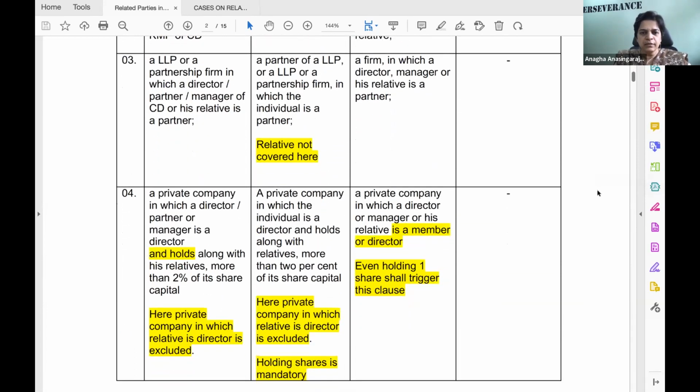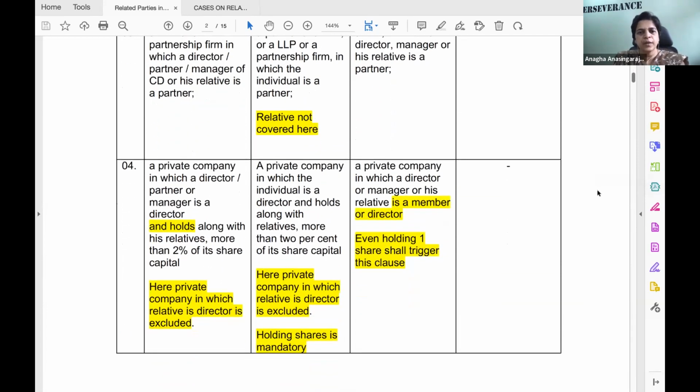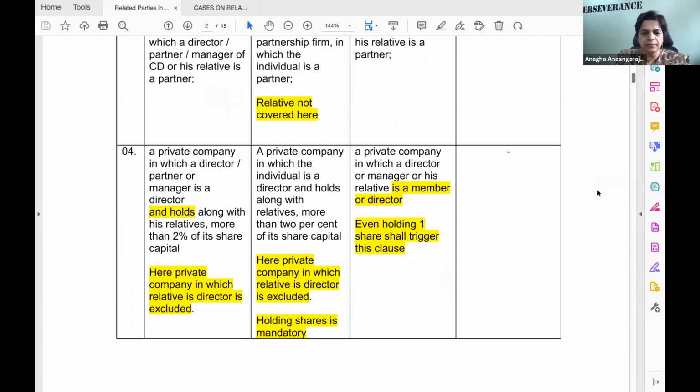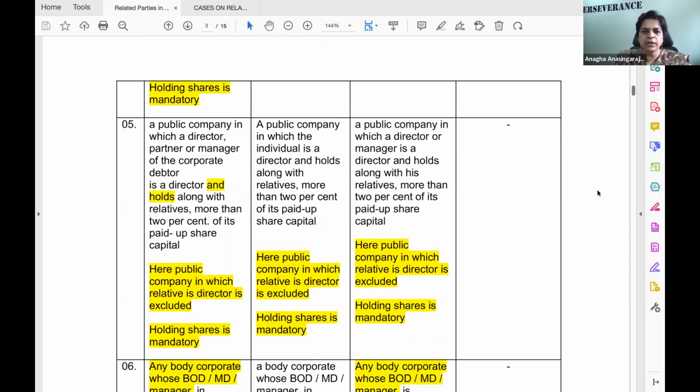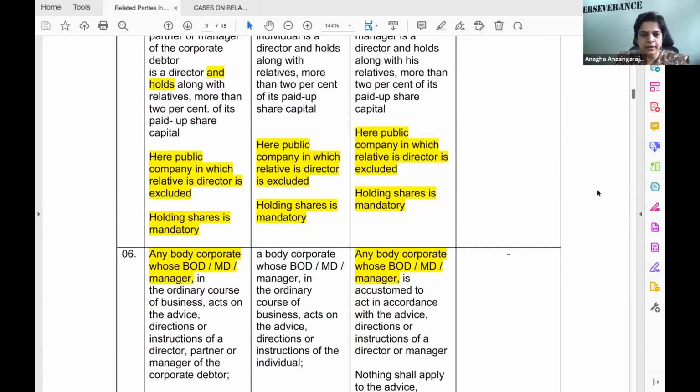A private company in which the individual is a director and holds along with relatives more than 2% of its share capital. Here again, the private company in which the relative is a director is included, and again holding of the 2% shares is a mandatory condition. Similarly, for the next clause, public company in which the individual is a director and holds along with the relatives more than 2% of the paid up capital. It should be a public company, but the relative public company where the relative is a director is excluded, and again holding of the 2% shares is mandatory.